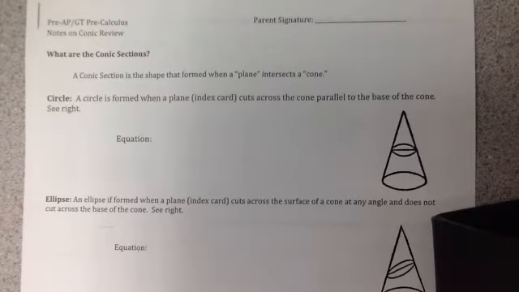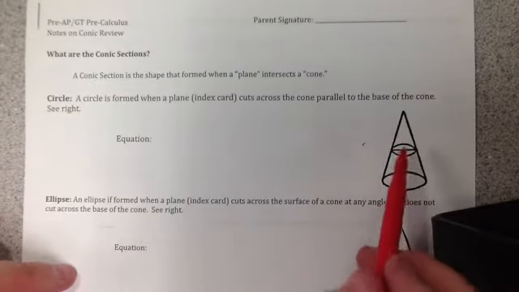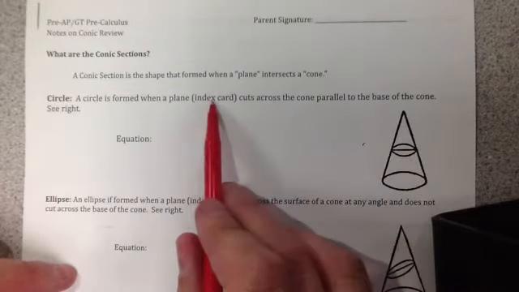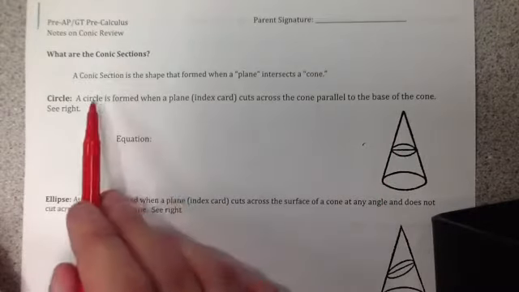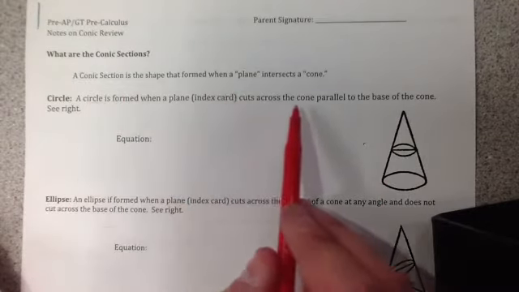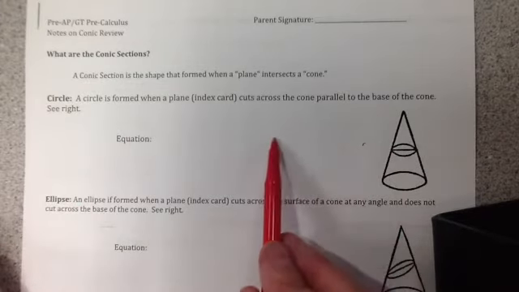Today we're going to be reviewing conic sections. Now a conic section is formed when a plane intersects a cone. We see a little cone right here, and we have a plane, like an index card, cutting across. Now, a circle is a conic section formed when we cut parallel to the base of a cone, and we get a circle.